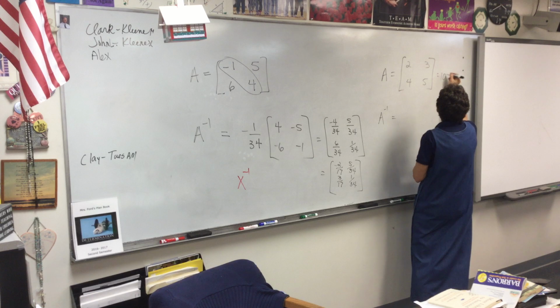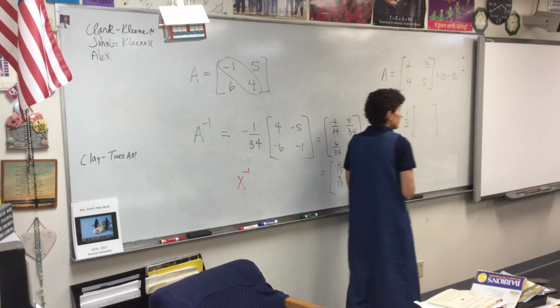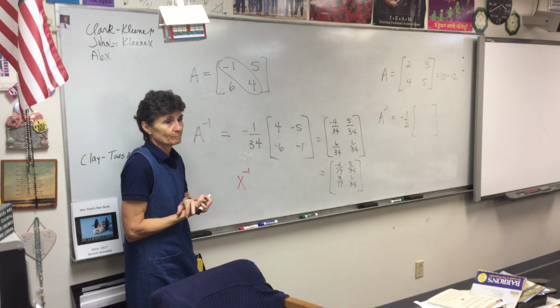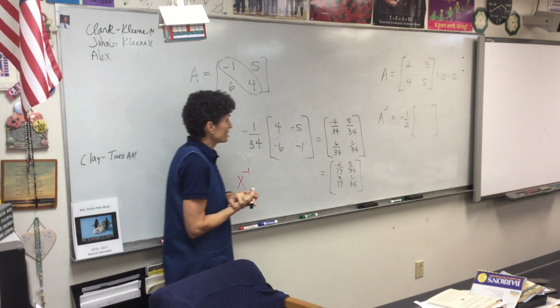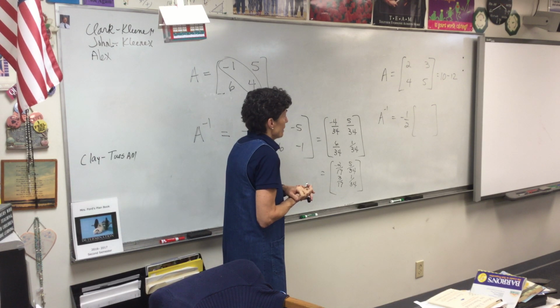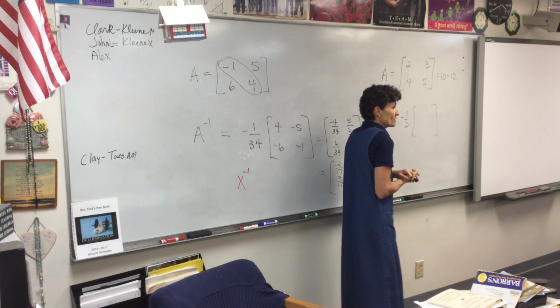So that's going to be 10 minus 12. So we have negative 1/2 this time. Remember, it's 1 over the determinant. Yeah, this one's going to be easier. All right, now what? Now we start doing all the switchy stuff.